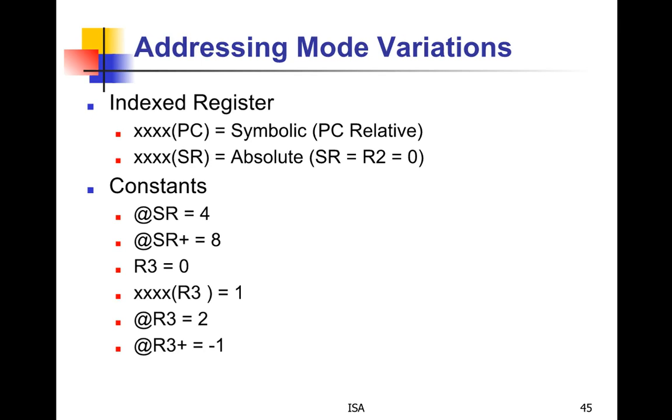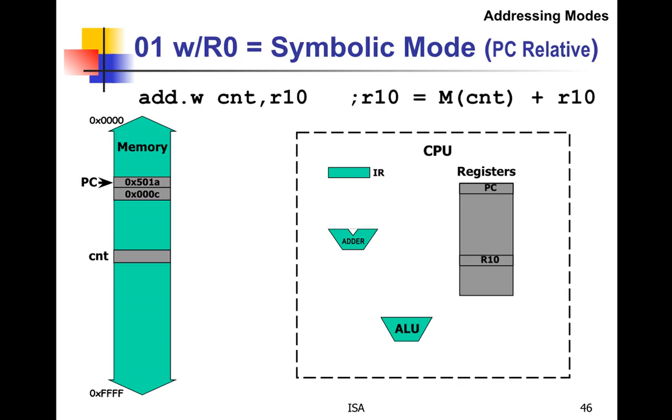So we want to look at addressing mode variations. Let's look at the symbolic, which is when you're using a symbol, and let's look at the absolute. That's when we tell it just go out to grab at this actual address. And also let's look at the constants. How does the constant generator work? What we're going to do is look at the PC relative way of doing things.